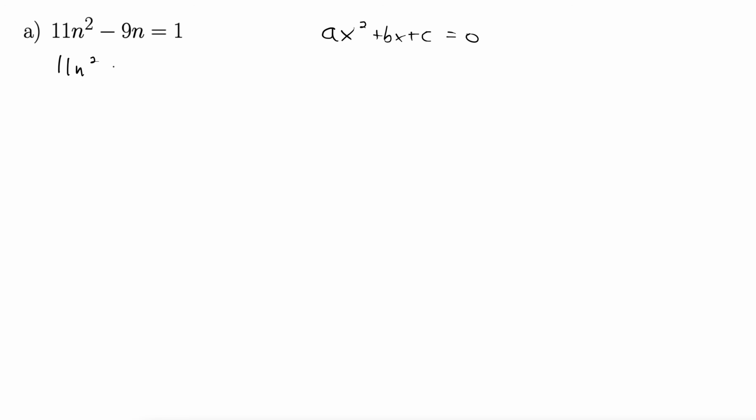11n squared minus 9n minus 1 equals 0. And now we can clearly spot our a, which is 11, our b, which is minus 9, and our c, which is negative 1. Okay, now we're ready for the quadratic formula.